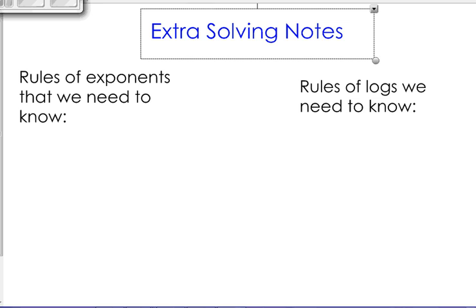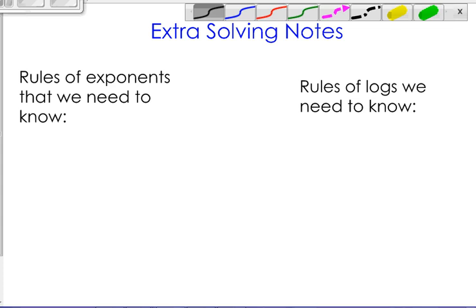All right, guys, so lots of us are still struggling with solving, so I made this extra video to hopefully help a few of you out. Lots of us keep forgetting our rules of exponents as well as some rules of logs, so I'm going to give you those that we are struggling on, and please make sure that you're taking the time to memorize those.